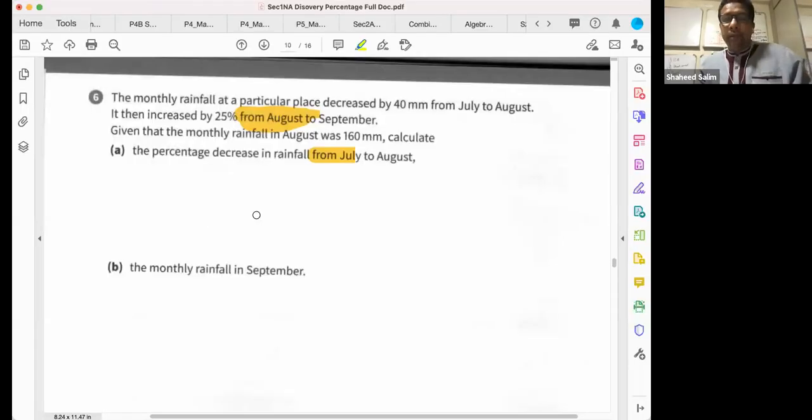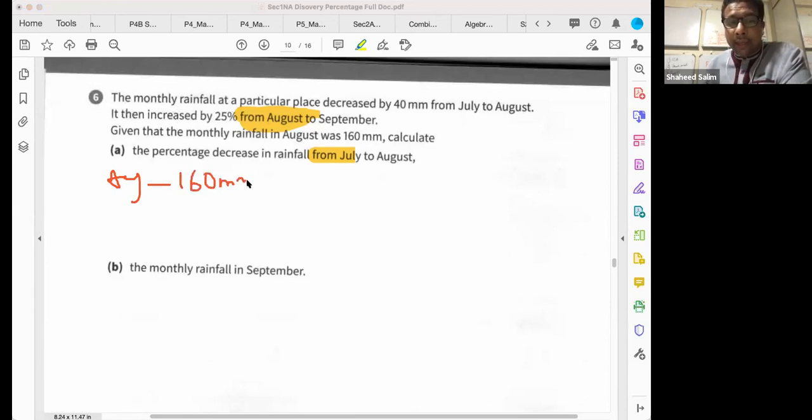Never mind. So now I come back again. August, Agustus now, August, 160 mm. Now in July, was it more or less? The first one is August, now it's July. I see it decreased from July to August. So that means July is 40 mm more. I plus 40. 160 plus 40, 200 mm. You see why? Because July to August, it decreased by 40. So that means July is 40 mm higher.